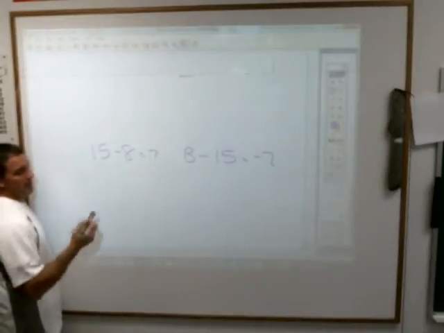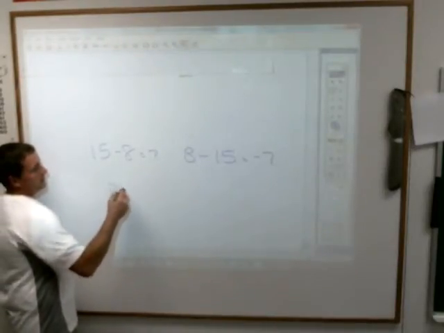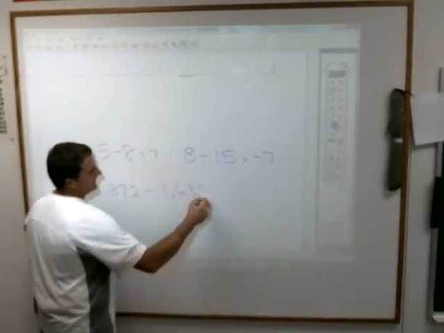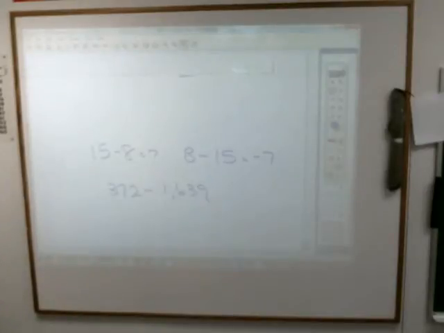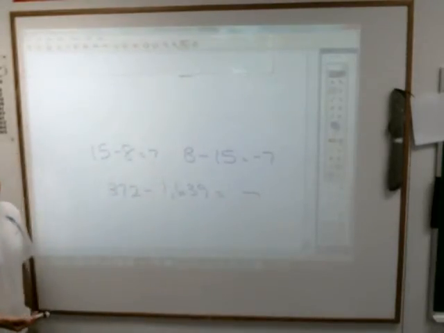So when you get a big problem like this, if I gave you 372 minus 1,639, to find the answer, first of all, you're taking away a bigger number from a smaller number, correct? Yes, Mr. Hunt, we are. So you're going to get a negative number, but how do I know what negative number that is?